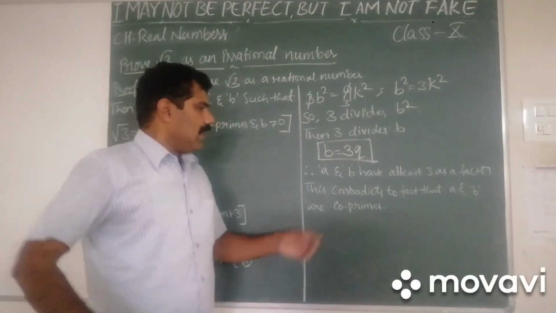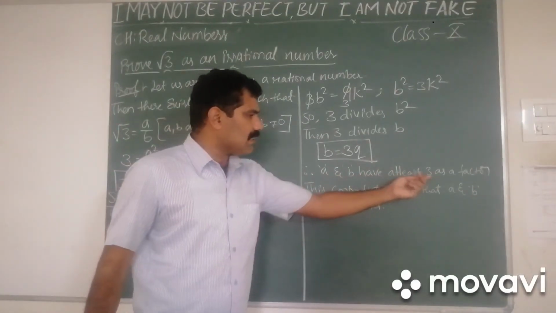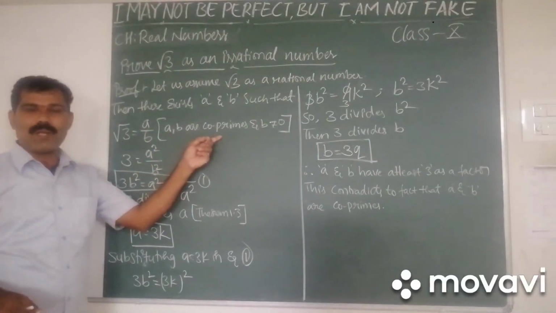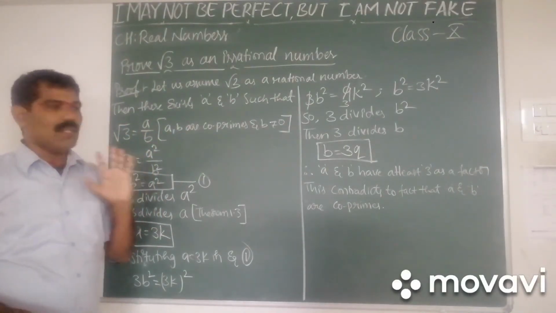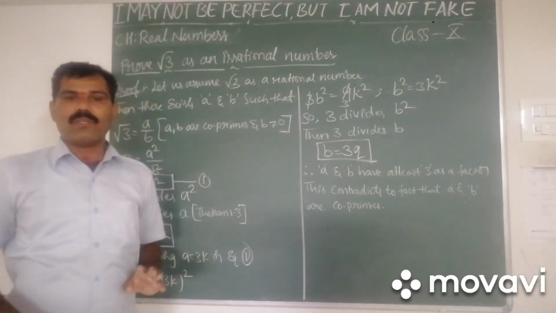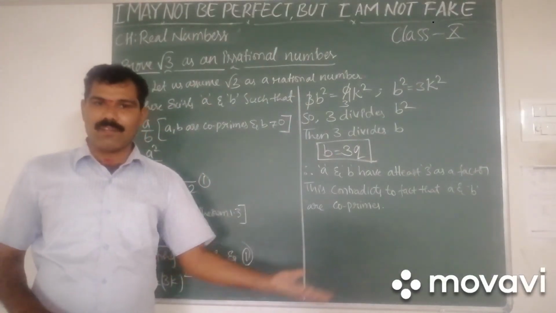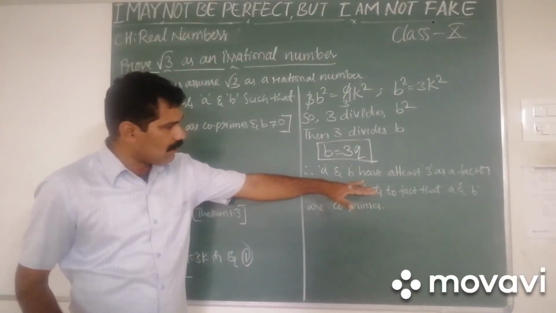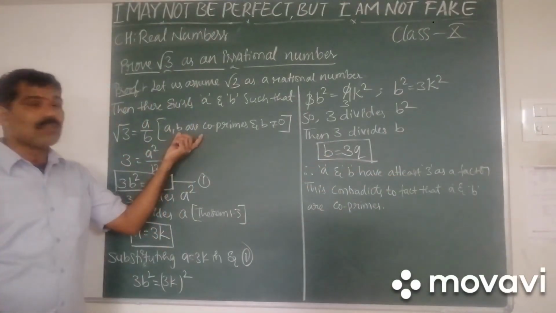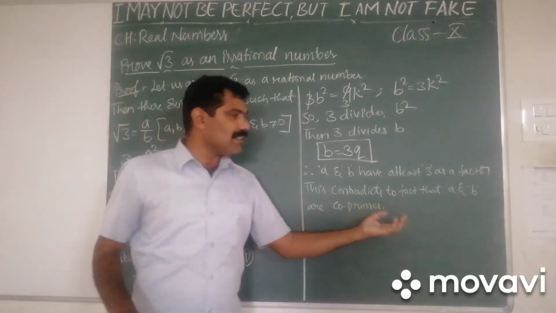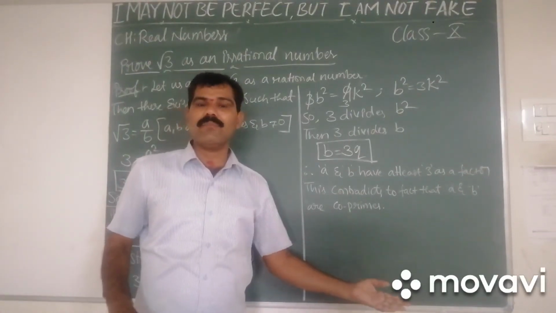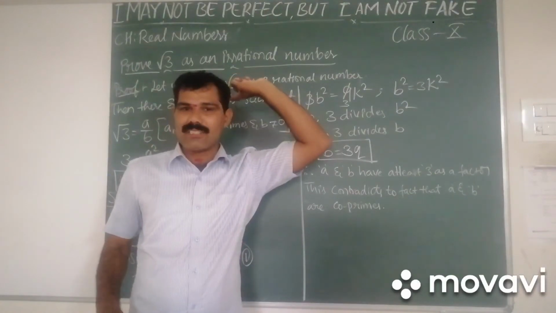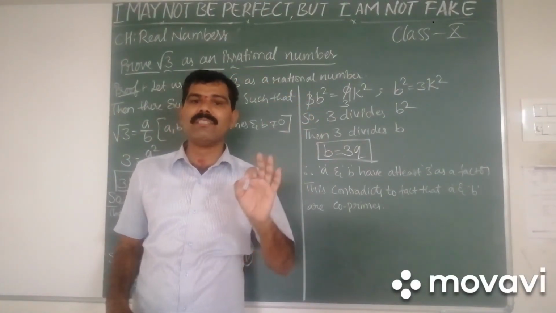Here we got that a and b have at least 3 as a common factor, but we took a and b as co-primes, which have only 1 as a common factor. So now I have 1 and even 3 also. If I have more than 1 common factor for the given values, then those values are not co-primes. So why does this happen? What is the reason? First of all, we assumed root 3 as a rational number, which is itself wrong, meaning our assumption is wrong.